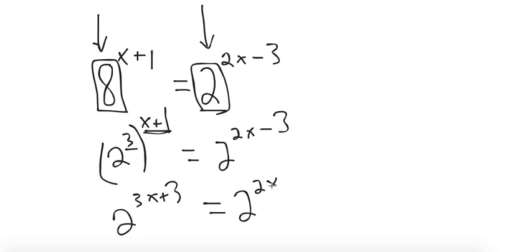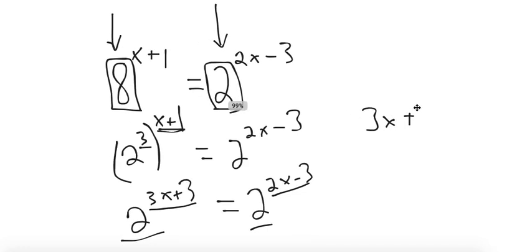Now we're actually to the point where we do have the same base. And we learned in the last video that when they have the same base, they have to have the same exponent. So when the bases equal each other like they do now, the exponents have to equal each other. So the first exponent, 3x plus 3, equals the other exponent, 2x minus 3, and now I can solve this little equation right here.